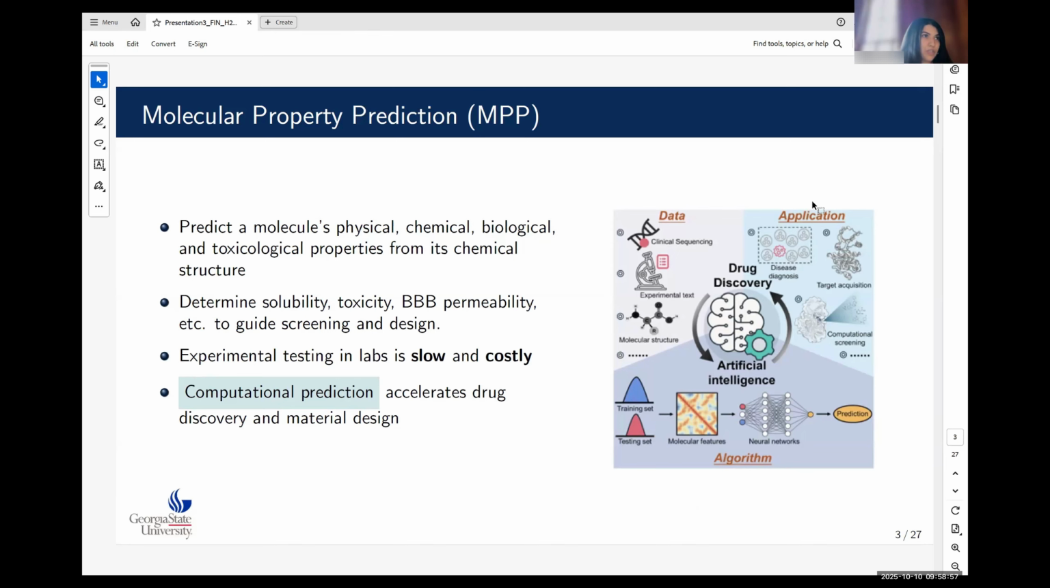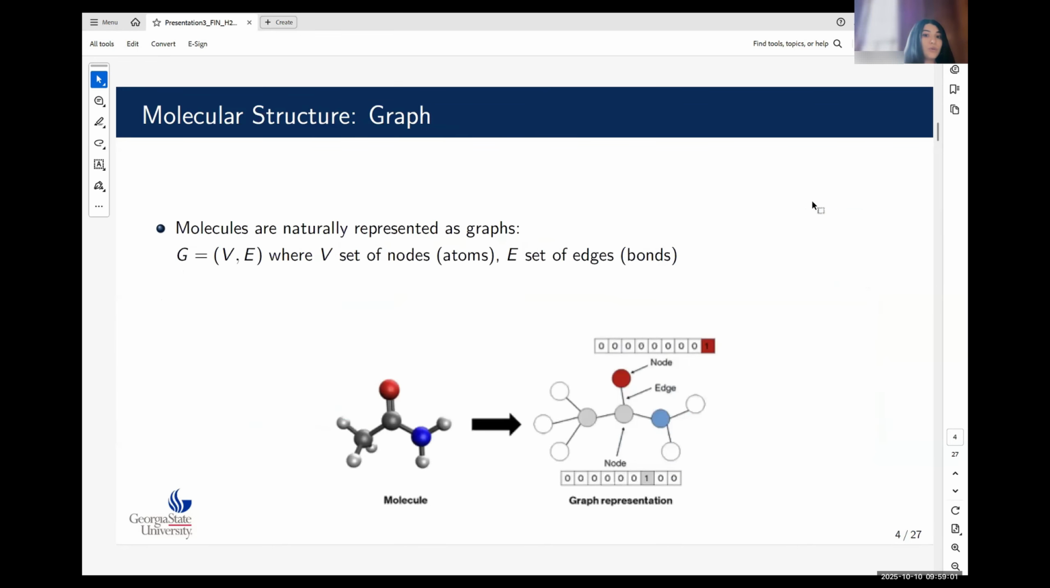So for this computational prediction model, we need to convert the molecule into a machine-readable format. The most well-known one is graphs, because a molecule is just an interaction of atoms based on bonds. So we have atoms and bonds between them, which is translated to a graph where nodes are atoms and edges represent bonds. So this is the most well-known one.